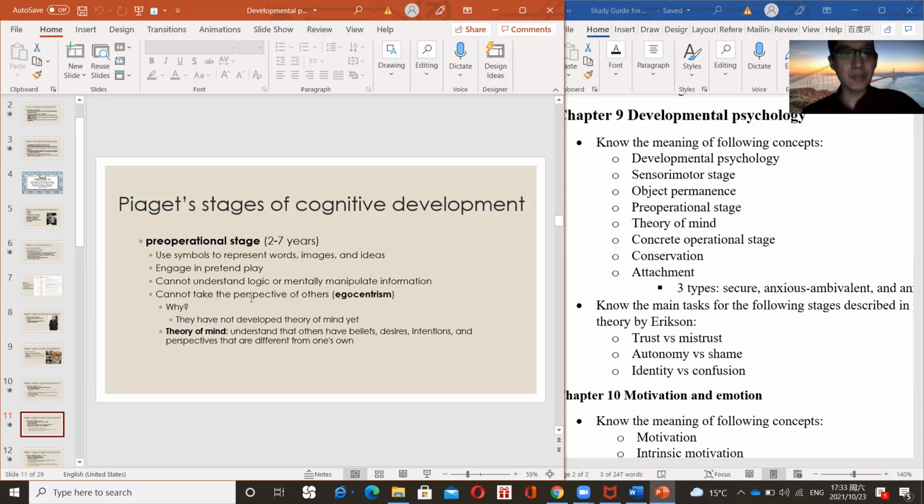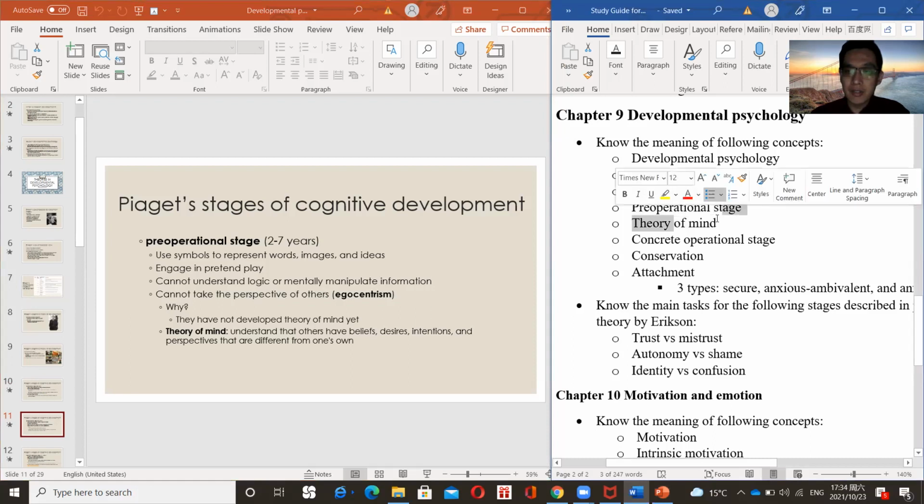But yet they cannot understand logic or mentally manipulate information. They can understand the symbols. They can understand what a pretend play is, but they cannot use logic or mental manipulation. They cannot take the perspective of others because they lack a kind of knowledge that is called a theory of mind.